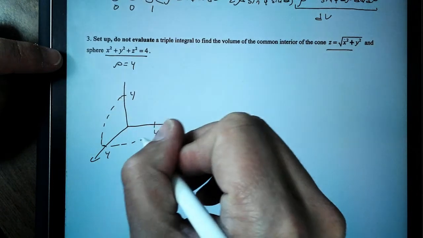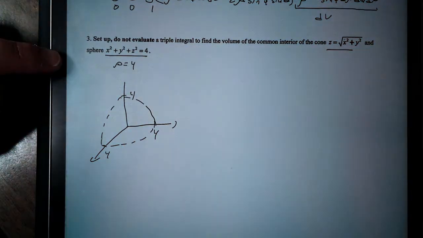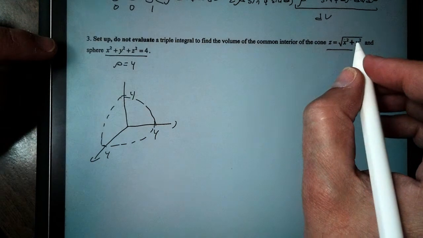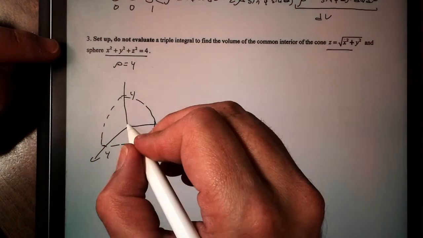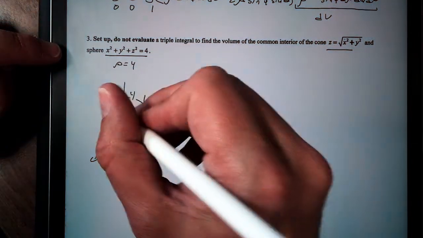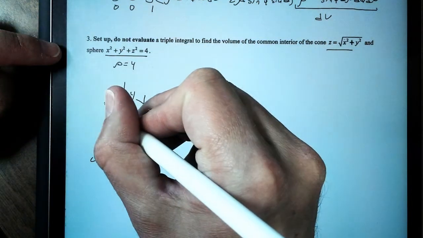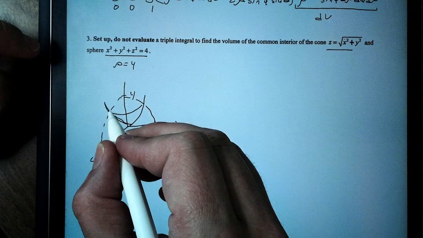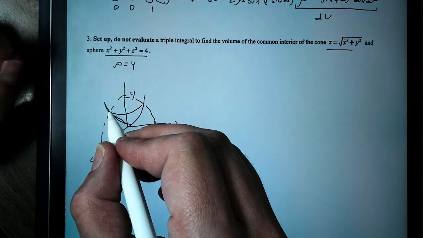And of course it's going to look like this, kind of. If I just look at the first octant here, my cone, starting at the base, opens up. So we kind of see where they meet here. And then we're going to rotate that, right? So we're looking for this volume here.